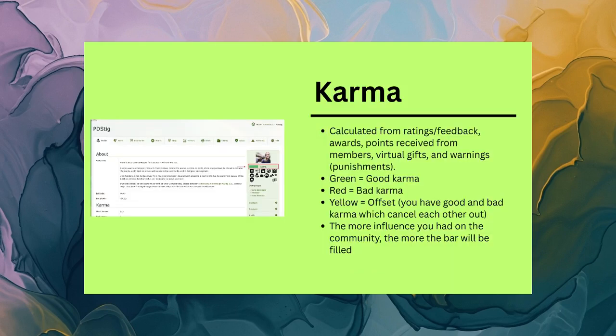Also new in Composr version 11 as a non-bundled add-on is Karma. We also have this installed on the new home site. Karma is a public measurement of a member's reputation within the community. This is calculated using sophisticated algorithms and takes into consideration things such as ratings on content, warnings and punishments received, points received from other members, awards, and virtual gifts.